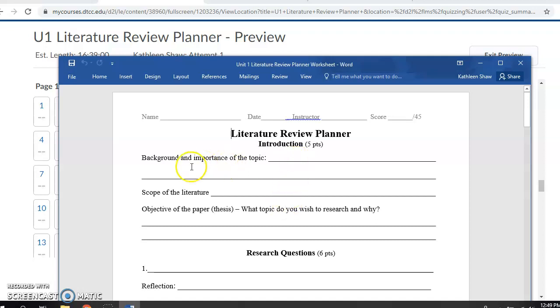planner. It asks for the background and importance of the topic. So it's asking you, what do you think about the significance of the topic? Why is it an important topic? And any quick background that we might need to know.